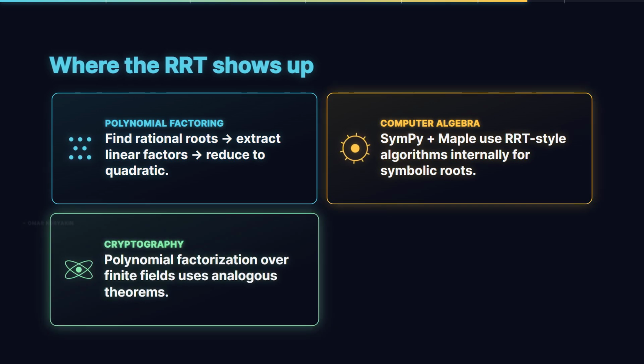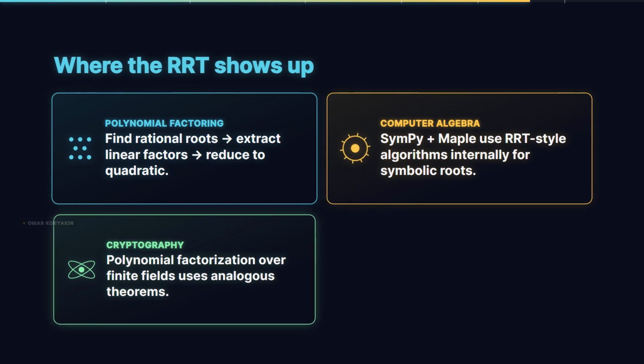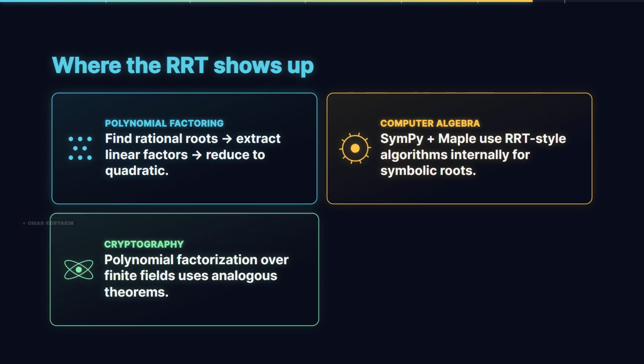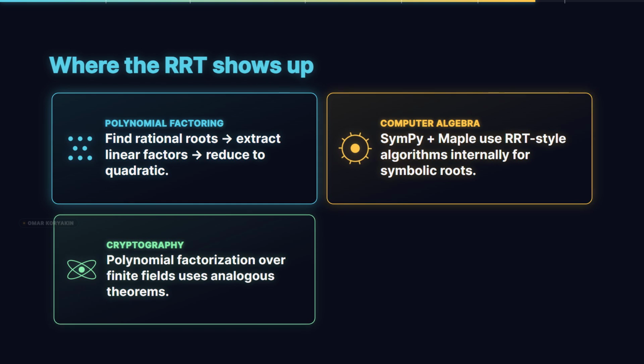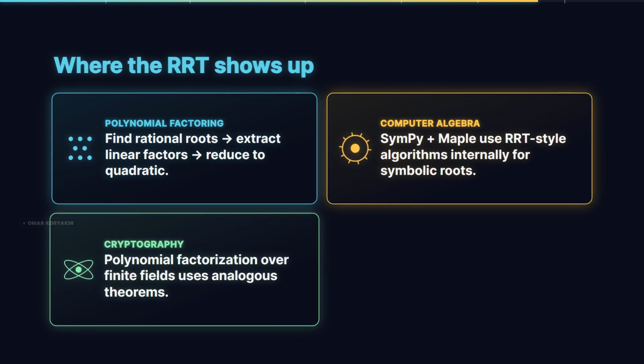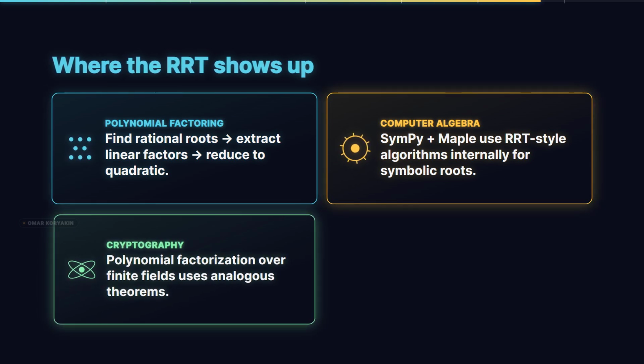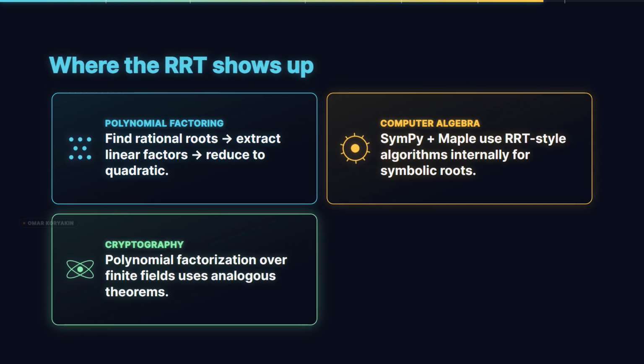In cryptography over finite fields, polynomial factorization plays a central role in many cryptographic constructions, including elliptic curve cryptography, lattice-based cryptography, and post-quantum cryptography. The rational root theorem has analogues in finite field polynomial settings, and the underlying algorithmic ideas of candidate enumeration and divisibility testing extend directly. Modern cryptographic software uses these polynomial algorithms continuously for key generation and ciphertext processing.